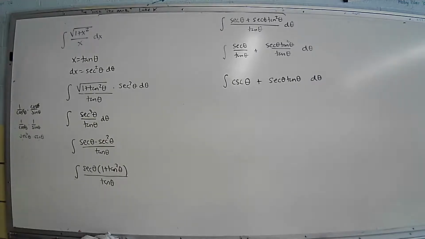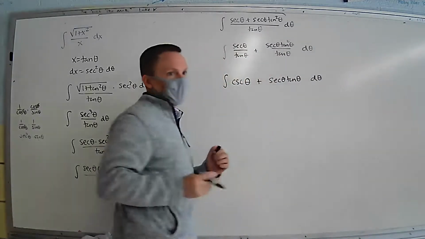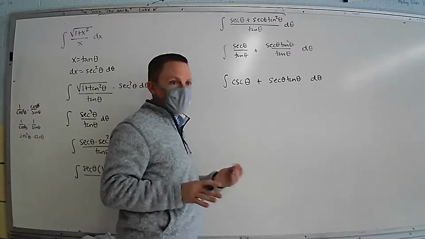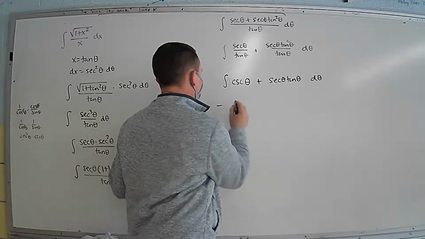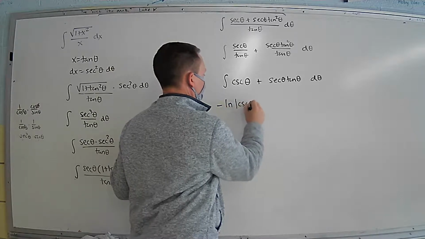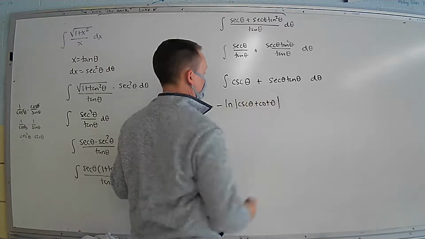Now, do you know the antiderivative of cosecant? We did learn it. You probably haven't memorized it. It looks very similar to the antiderivative of secant, except everything's co, and there's a negative. I'm not saying you should have this memorized, okay? If you ever needed it, I'd probably just tell you. Secant might be a different story. But the antiderivative of cosecant is negative natural log of cosecant theta plus cotangent theta.